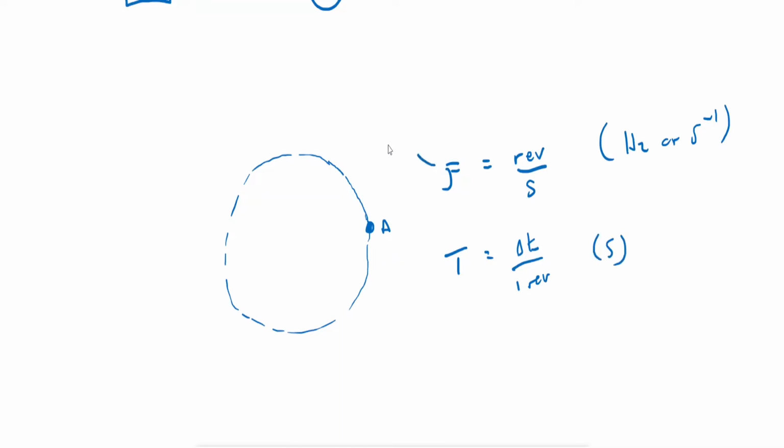So this is the frequency, again, we'll come back to these things. This is the frequency, and this is the period. And we can relate these. For instance, the period is related to the frequency by 1 over f.